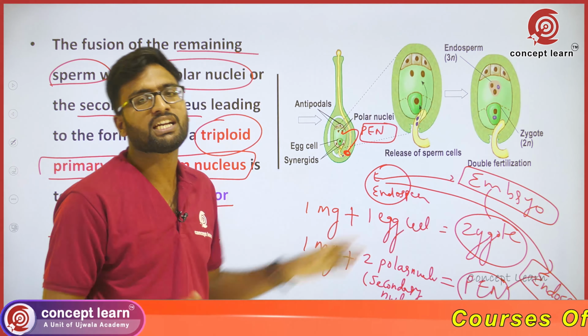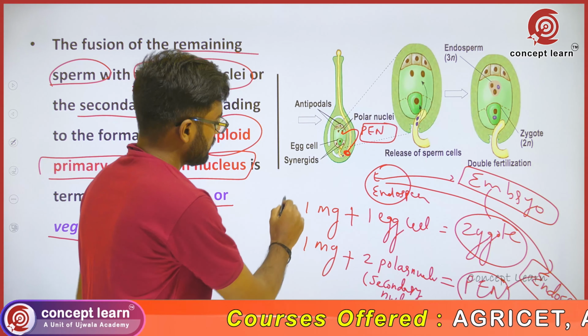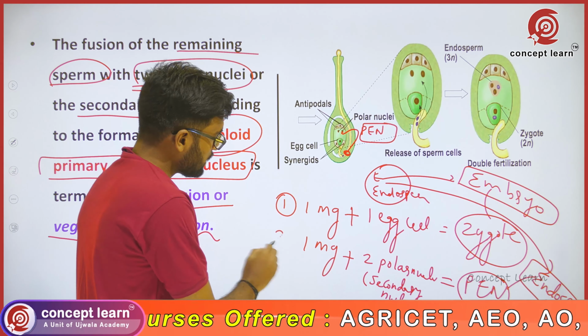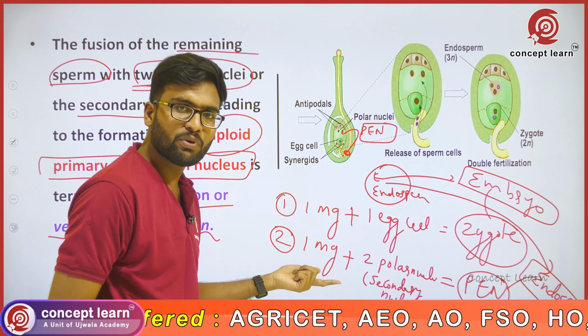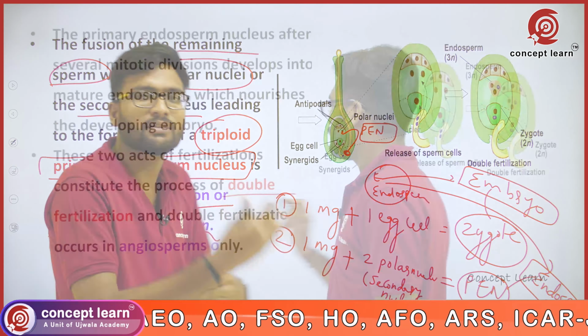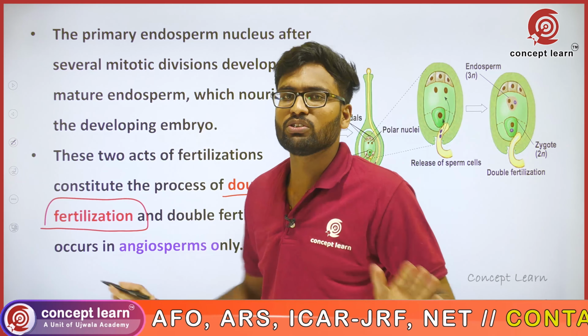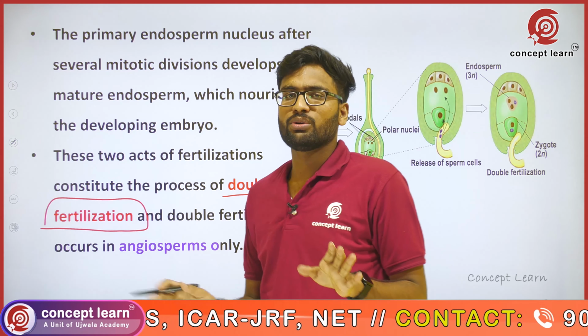Both these processes are collectively known as double fertilization. Means both syngamy, the first process, and the second process, triple fusion, are collectively known as double fertilization. This double fertilization occurs only in angiosperms. I have already told you.